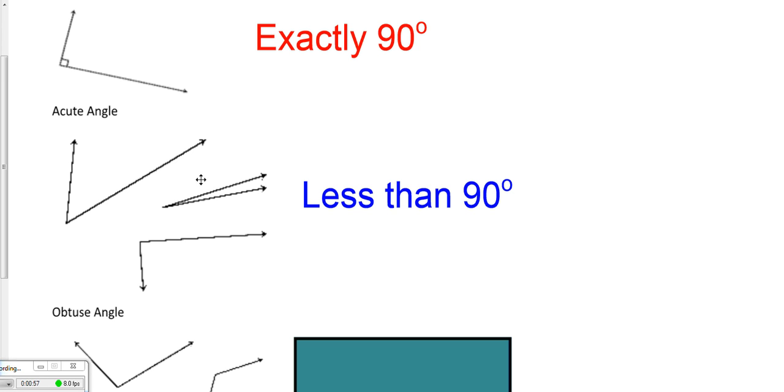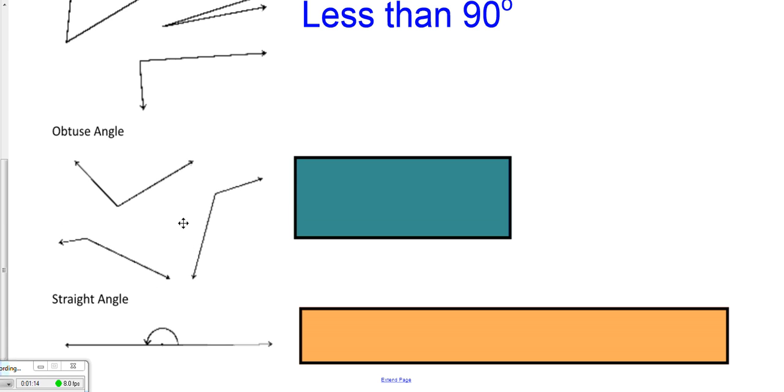This one is really, really small, maybe like 7 degrees. This one is, maybe in the 20s, almost 30 degrees or so. This one is really close, maybe like 89 degrees. It is not quite 90 though. So these are all acute.